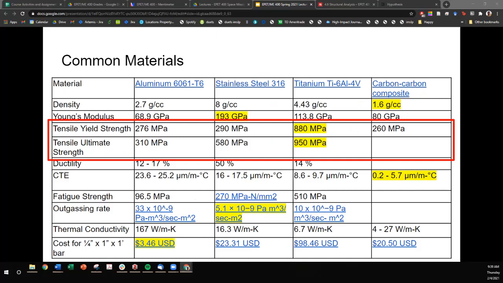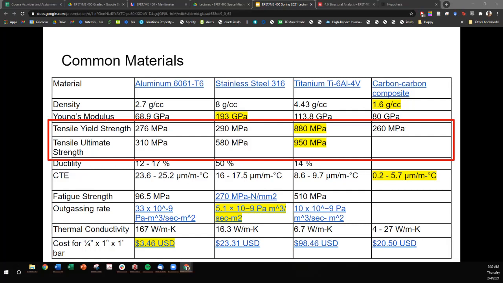For some common materials, remember this slide. Now you know why there's this differentiation between a yield and an ultimate strength number. Typically the ultimate strength is at a higher rating than the yield strength. For aluminum, you have to apply 276 megapascals of pressure to get the component to yield. And then you apply 46 more megapascals, and then that component fails.